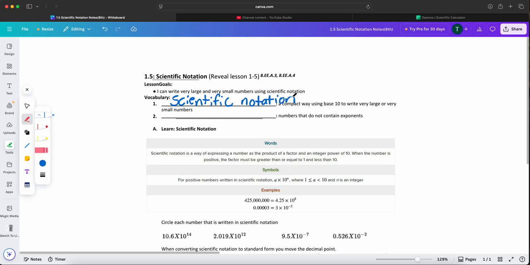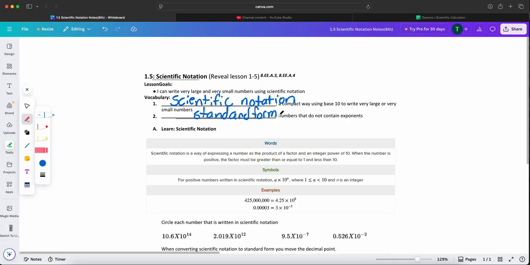The next one there says numbers that do not contain exponents. That is going to be when a number is considered to be in standard form. So our everyday numbers. Okay. So then learn scientific notation.